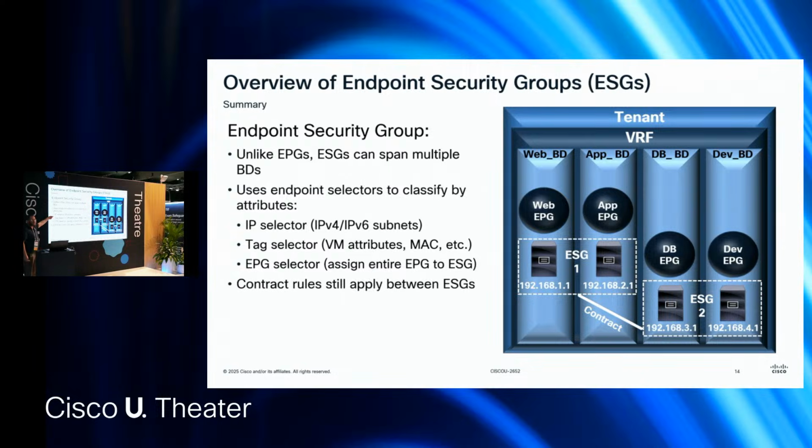You can select it based on IP, IPv4 or 6. There's also a tag selector. So if you've got some kind of hypervisor integration, you can pick that. Like, for example, if you wanted to do all the Windows servers in a VMware environment, you can use the tag for that. You can also just select the entire EPG. So you have those choices when you create it.